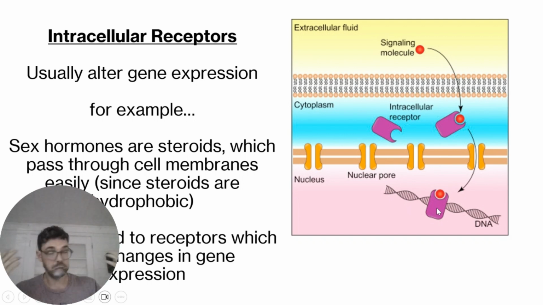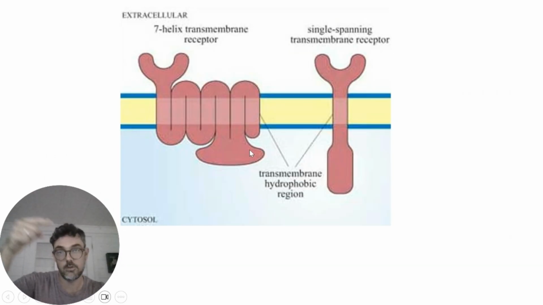So estradiol and testosterone are going to alter gene expression, and that is what brings on all the sex-specific characteristics, thanks to the fact that those hormones are hydrophobic. Okay, check it out, get your notes, and then move on.